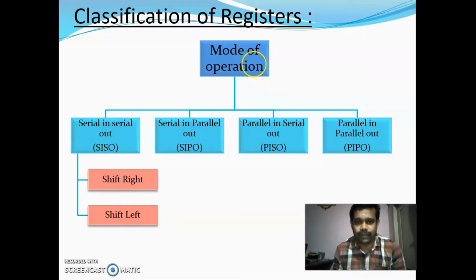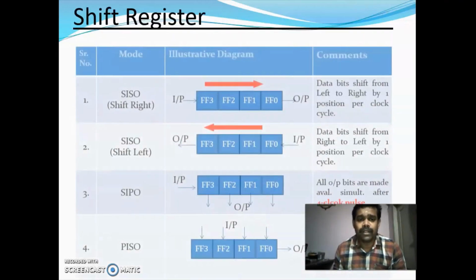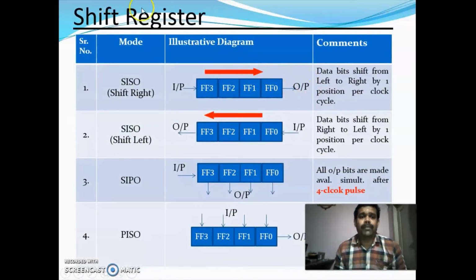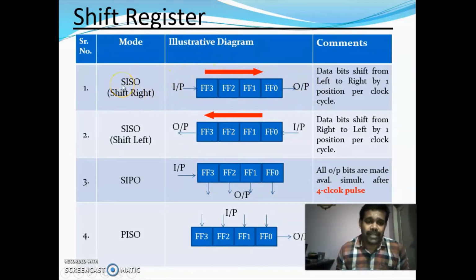Okay, now shift register and its modes of operation. First one, serial in, serial out shift register. There are 2 types. One is shift right, another one is shift left. Serial in, serial out means you will be giving the input in serial, one by one, and you will be getting the output one by one.